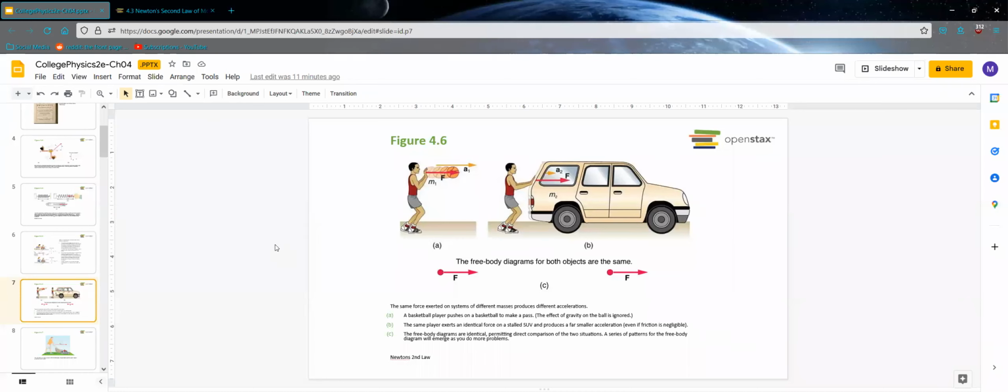For example, as we see here, this person is pushing a basketball and the basketball moves, right? If you take a basketball and you pass it to someone, the basketball goes flying, not you. But if you get behind a large parked car and you apply that same force, the car is not going to move the same speed and distance that the basketball goes. You can't pass a Volkswagen the same way you can pass a basketball. And the reason is there's a big difference between the masses of the basketball and the car, and therefore there's a difference in the acceleration produced, even if the force is the same, right?